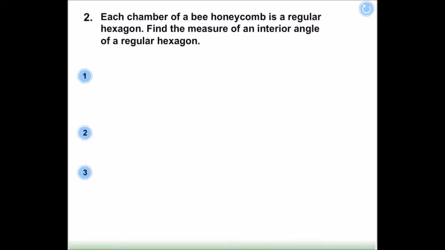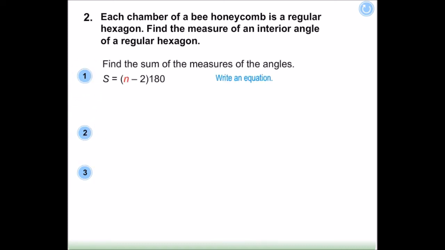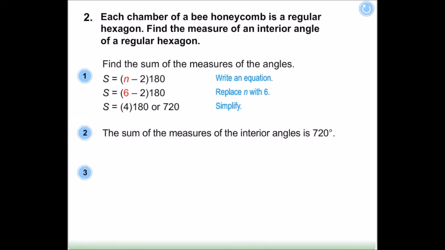Now let's take a look at example 2. Each chamber of a bee honeycomb is a regular hexagon. Find the measure of an interior angle of a regular hexagon. This example will be slightly different since we're finding the measure of just one of the angles. Step 1: write your equation, and since a hexagon has 6 sides, we're going to replace n with 6. 6 minus 2 equals 4, times 180 equals 720 degrees. So the sum of all of the angles inside of a hexagon is 720 degrees.